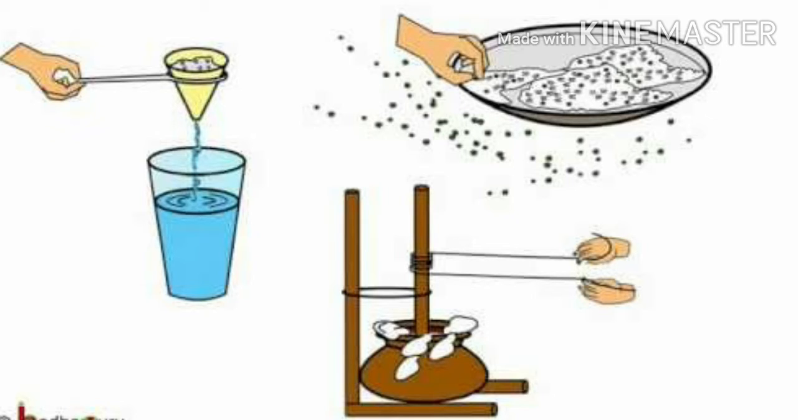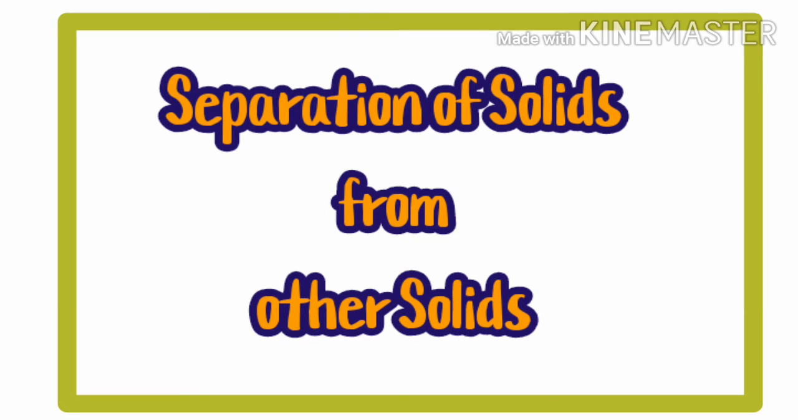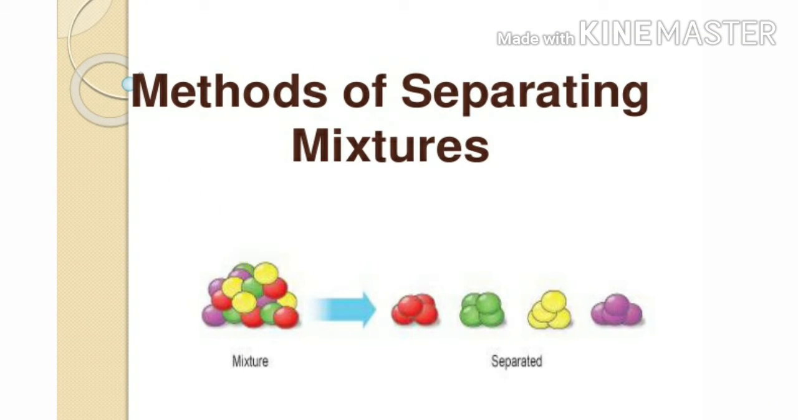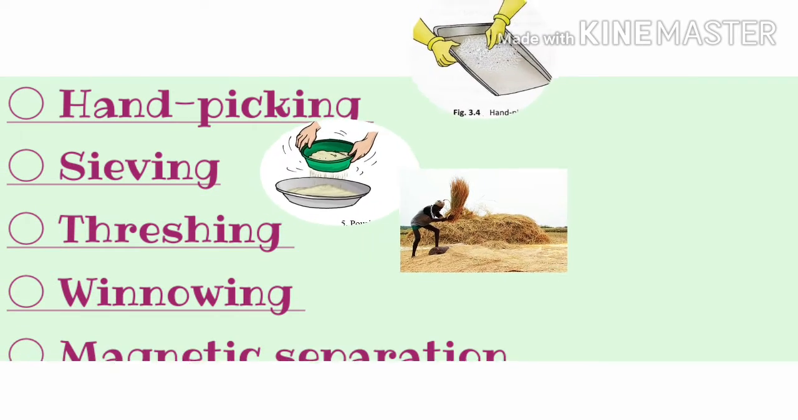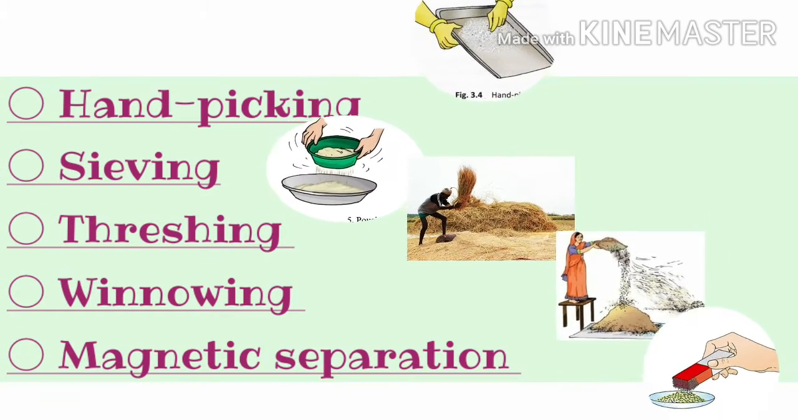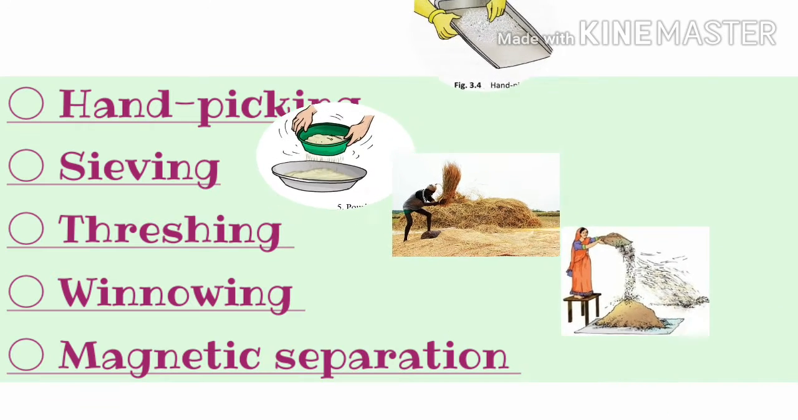You may come across some of these methods in your day-to-day activities. So first, let's see how to separate solids from other solids. When a mixture has two or more solid components, then these can be separated by using one of the following methods, like handpicking, sieving, thrashing, winnowing, and magnetic separation.